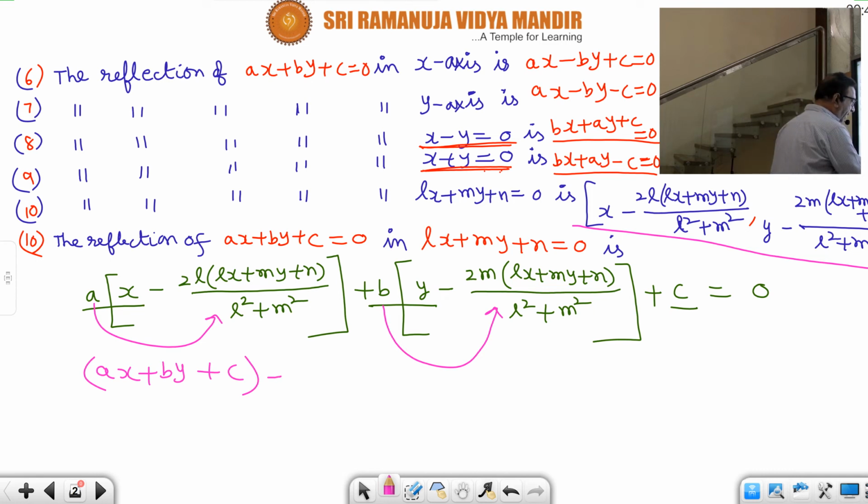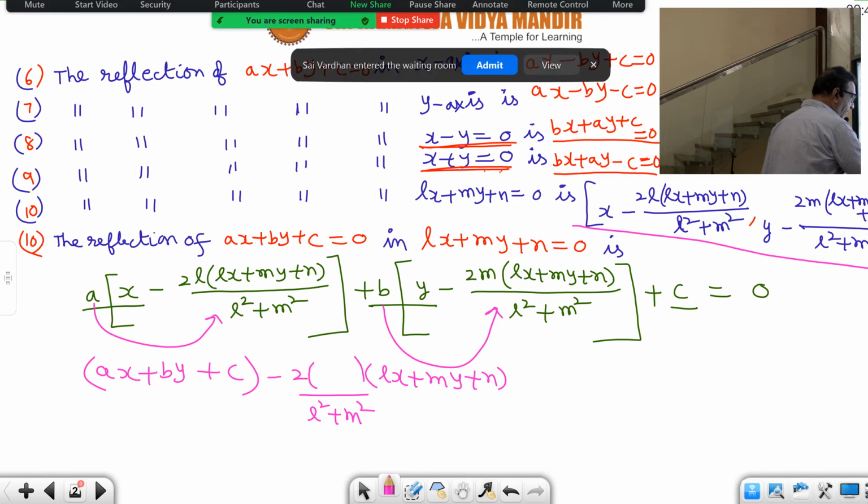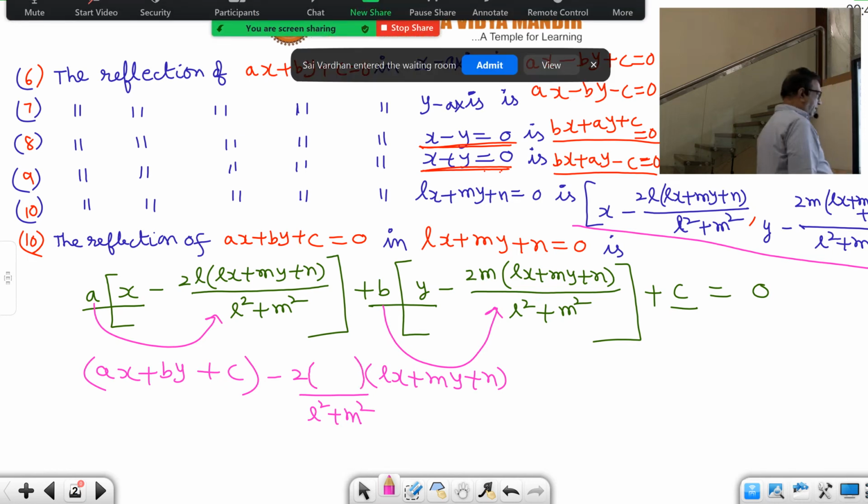Minus 2 into Lx plus my plus n by L square plus m square. See, I am taking common like this. Minus 2 into Lx plus my plus n by L square plus m square common. So, if I take this common, what am I going to get in the bracket? Tell me.